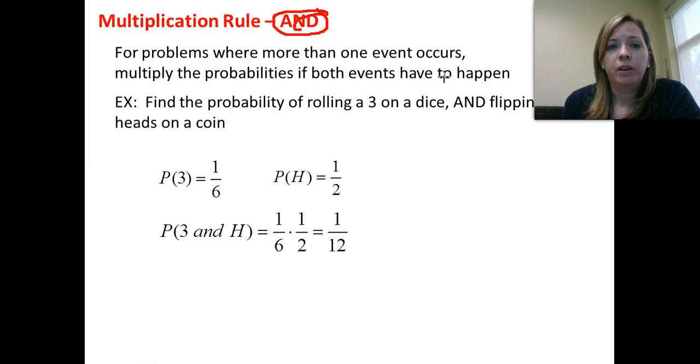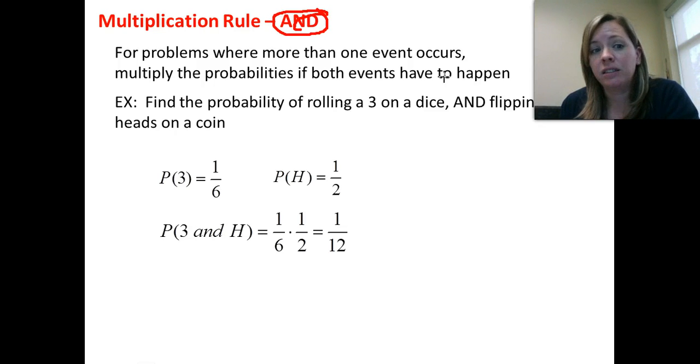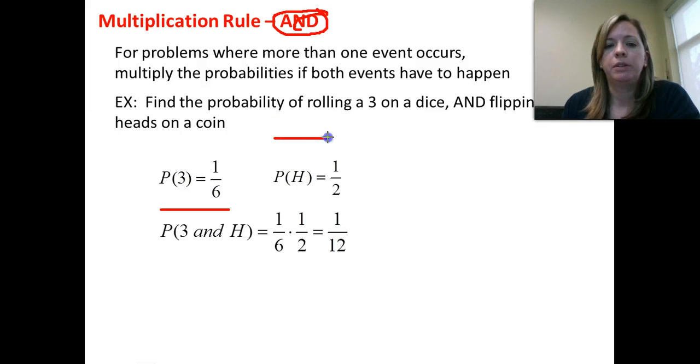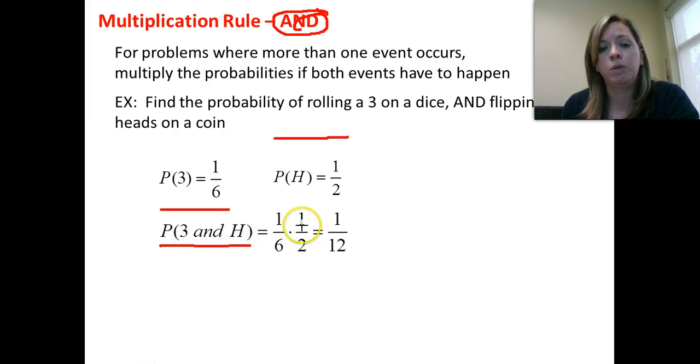So for example, if I want to find the probability of rolling a 3 on a dice and flipping heads on a coin, I would multiply those 2 probabilities together. So the probability of rolling a 3 is 1 out of 6. The probability of flipping heads is 1/2, 1 out of 2. But the probability of rolling a 3 and flipping heads would be 1/6 times 1/2, or 1/12.